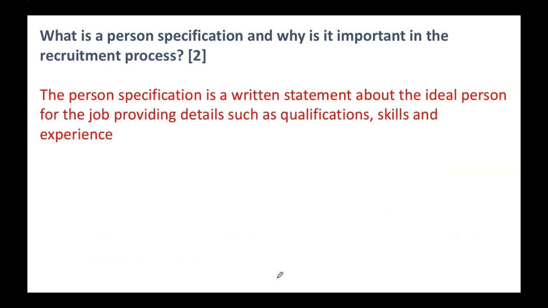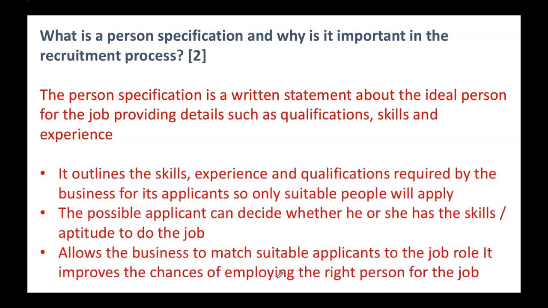Similar question, but looking at the person specification. It's the written statement about the ideal person, the qualifications, skills and experience. So again, only suitable applicants will apply. That makes the shortlisting process a little bit better. Once you get in the application forms, you're going to compare them to the person specification. So it makes shortlisting a little bit easier and makes it easier to make sure you're employing the right person for the job.